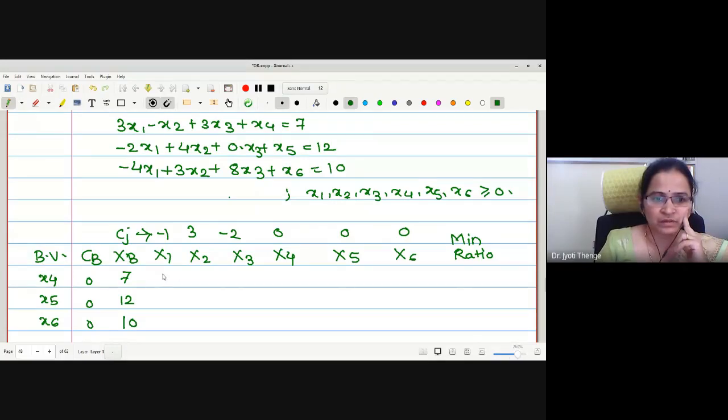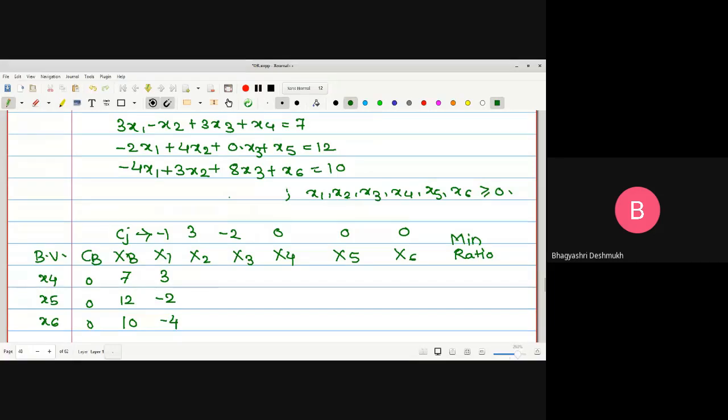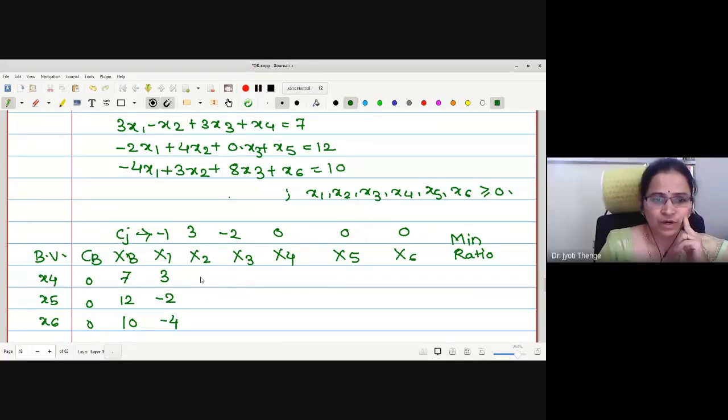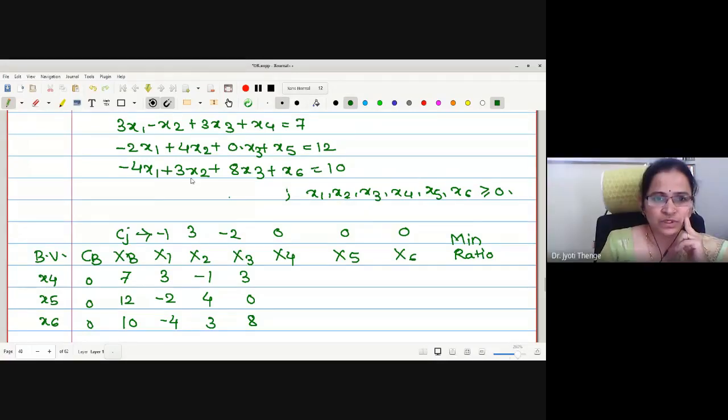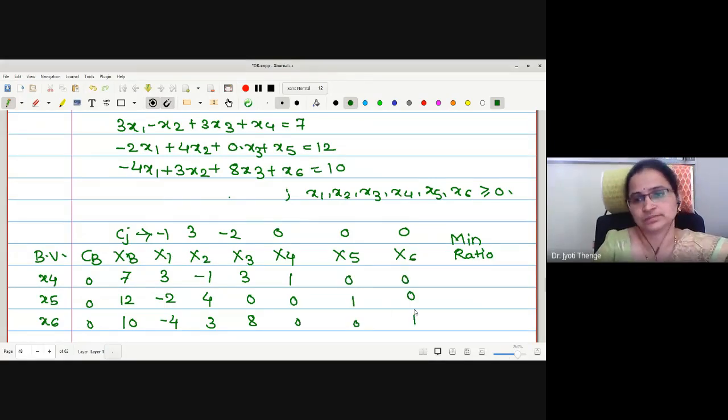What is the X1 vector? 3, minus 2, minus 4. For X2 it is minus 1, 4, 3. For X3 it is 3, 0, 8. Then X4, X5, X6 are 1, 0, 0, 0, 1, 0, 0, 0, 1.